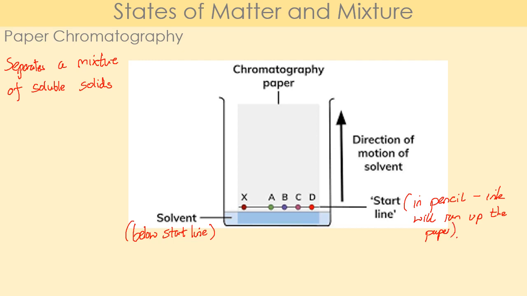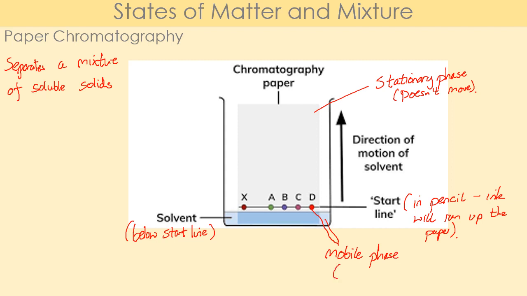And then we have our chromatography paper. Now, we've got two phases in this, which come up occasionally. Our chromatography paper is known as our stationary phase because it doesn't move. And our solvent and our solutes are known as our mobile phase. It does move.